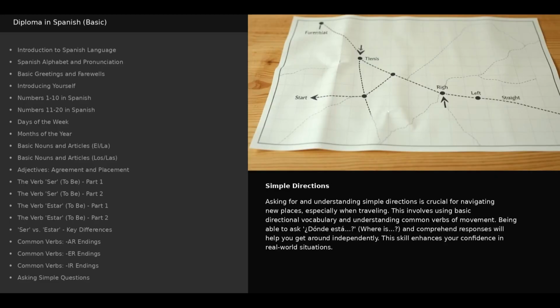Simple directions. Asking for and understanding simple directions is crucial for navigating new places, especially when traveling. This involves using basic directional vocabulary and understanding common verbs of movement. Being able to ask, ¿Dónde está? Where is? And comprehend responses will help you get around independently. This skill enhances your confidence in real-world situations.